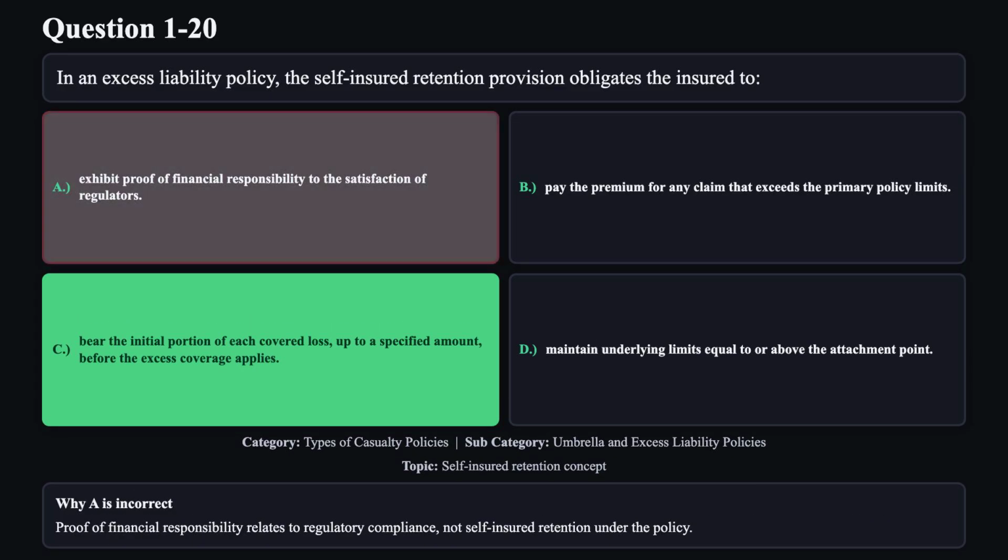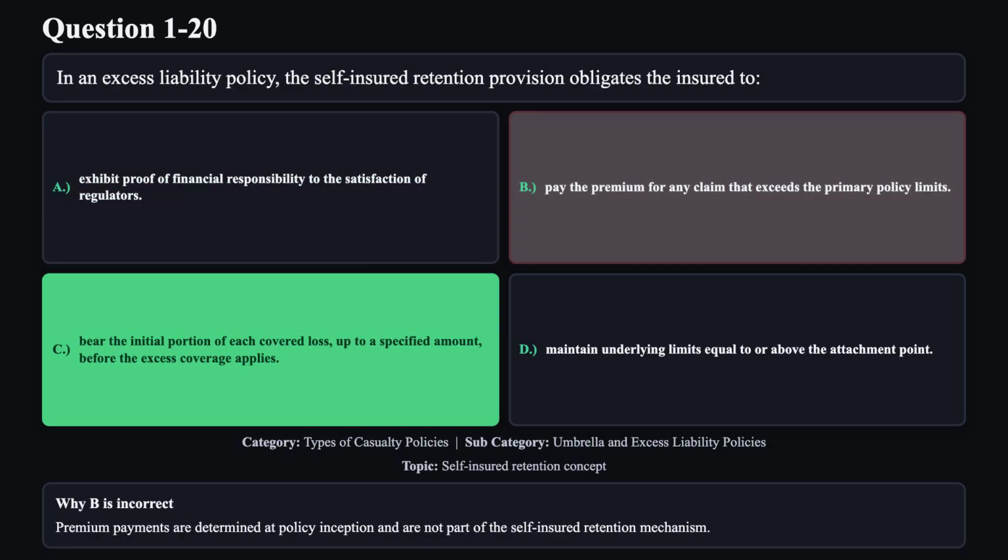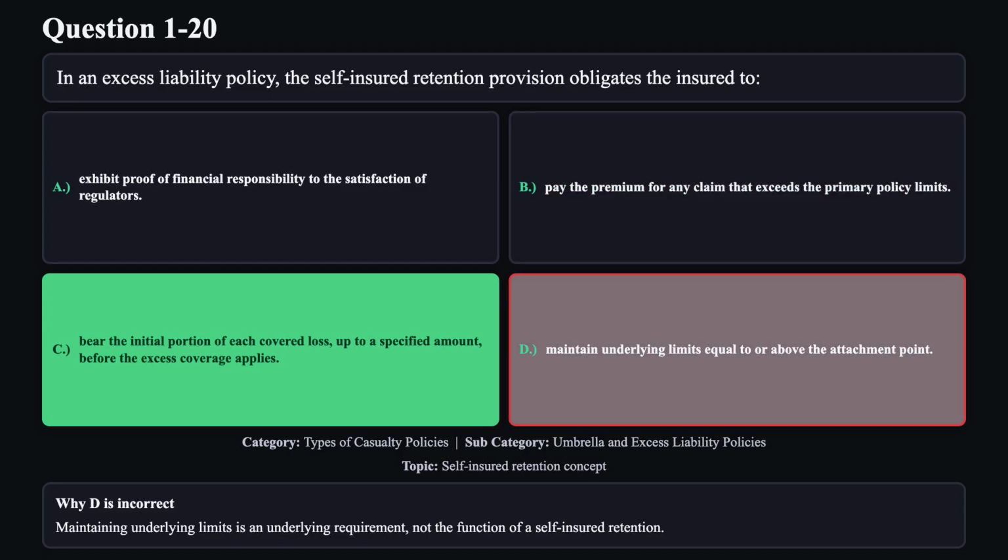Reason A is not correct. Proof of financial responsibility relates to regulatory compliance, not self-insured retention under the policy. Reason B is not correct. Premium payments are determined at policy inception and are not part of the self-insured retention mechanism. Reason D is not correct. Maintaining underlying limits is an underlying requirement, not the function of a self-insured retention.